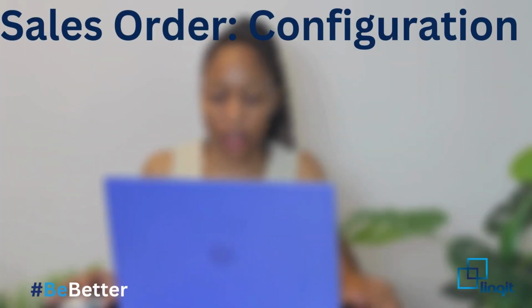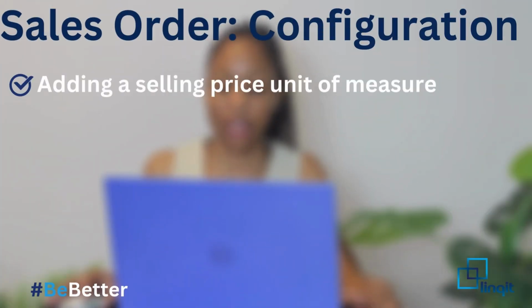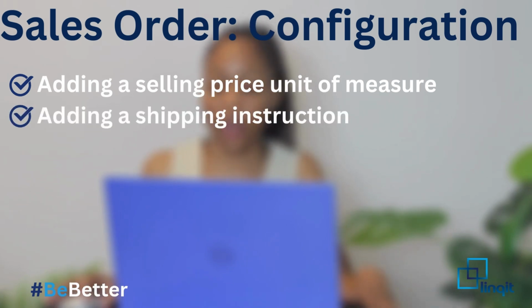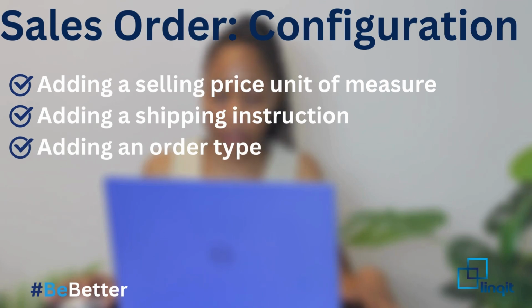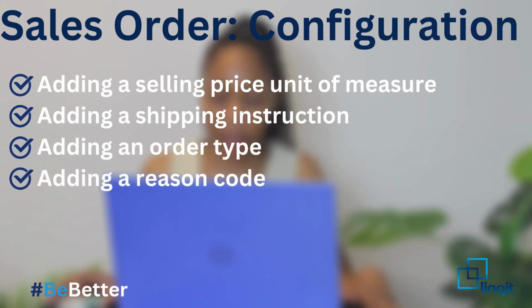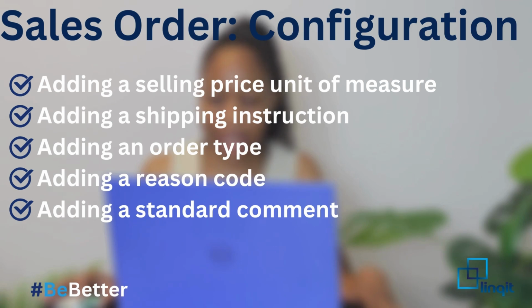This tutorial will include the following: adding a selling price unit of measure, adding a shipping instruction, adding an order type, adding a reason code, and lastly, adding a standard comment.